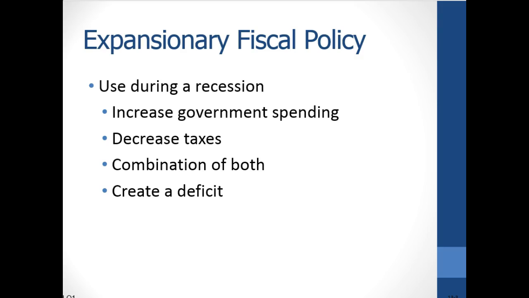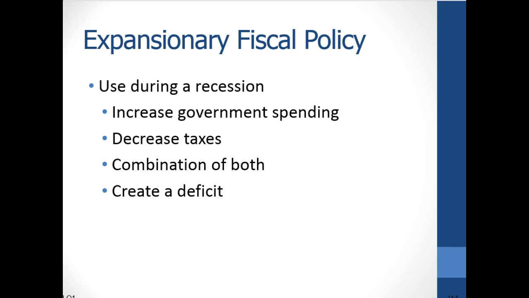Now, expansionary fiscal policy is generally used to counteract the negative economic effects of a recession or cyclical downturn in the economy, a decline in real GDP, and rising unemployment. The purpose of the policy is to stimulate the economy by increasing aggregate demand. The policy will create a budget deficit, or when government spending is greater than tax revenues, if the budget was in balance before the policy was enacted.